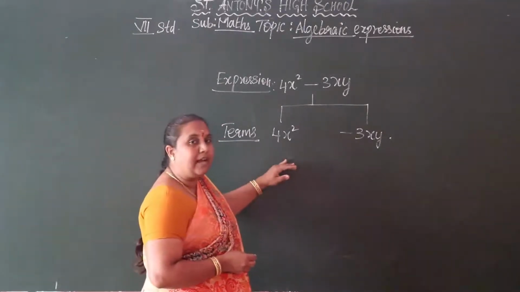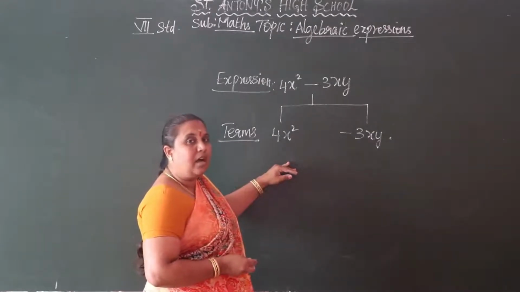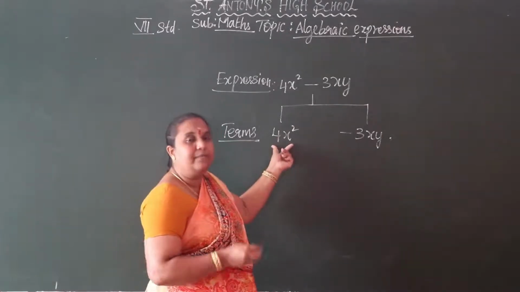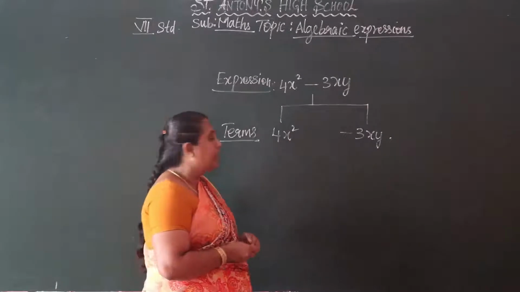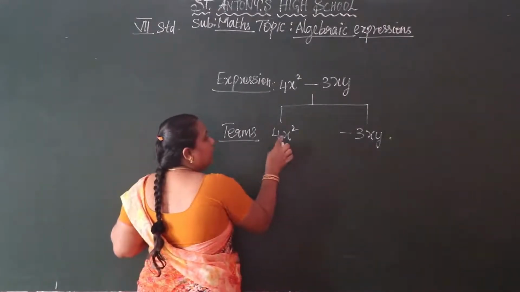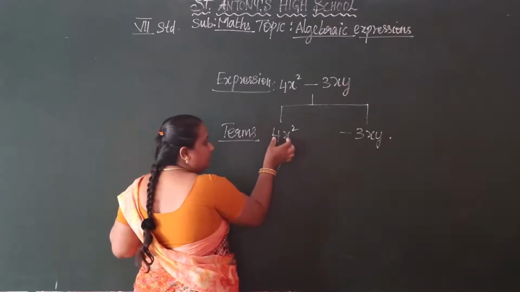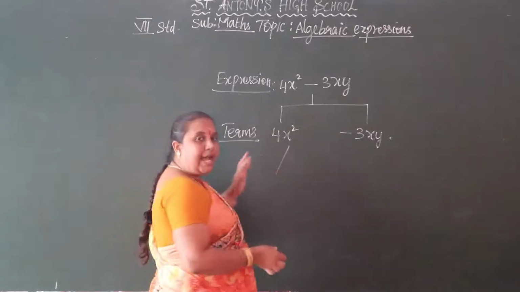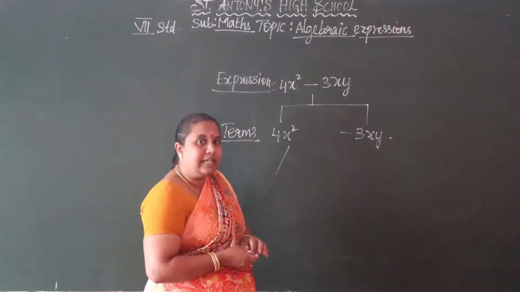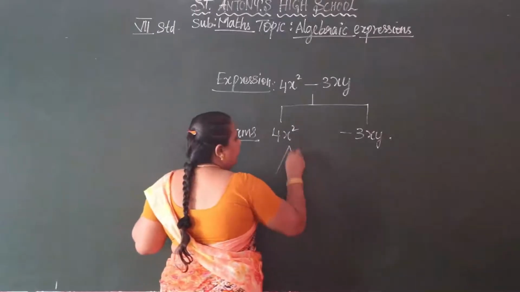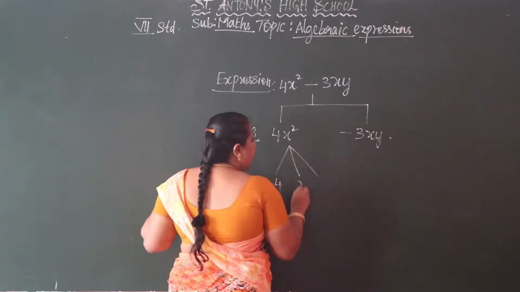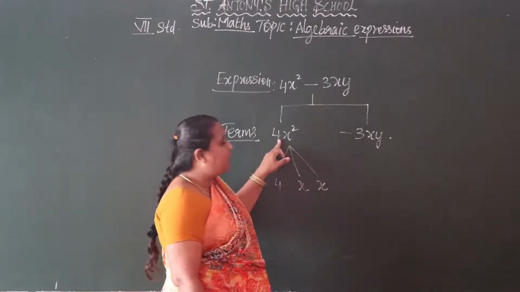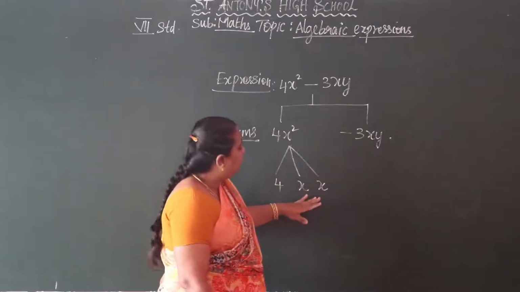What are the factors of the term? Here we have to separate each and every term into factors. So how to write? Here we have two terms. 4 into x square. This x square again can be written as x into x. So 4, x and x: 3 factors. So 4x square we have to write as 3 factors.